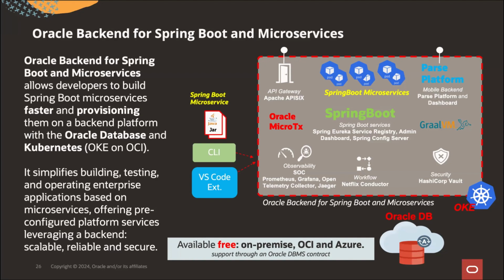Like Eureka, admin, Spring config, and all the observability stuff, and an API gateway to select a service to export outside, like RAG. You can run this platform on-premise, on Oracle Cloud Infrastructure, and eventually also on Azure. So you are free to deploy wherever you want.